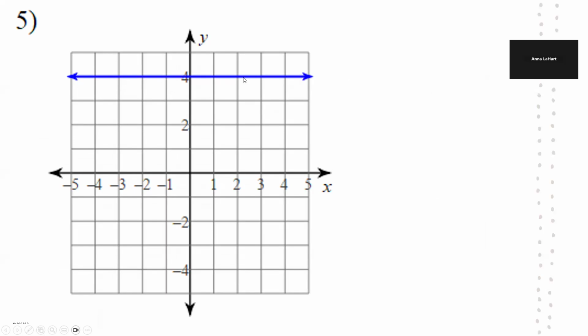Well, this is definitely on the y-axis. This is definitely on the y-axis. So this is going to be a y equals. And where is it going to equal? 4. Those points all along the line have a y value of 4. So there's the equation, just y equals 4.